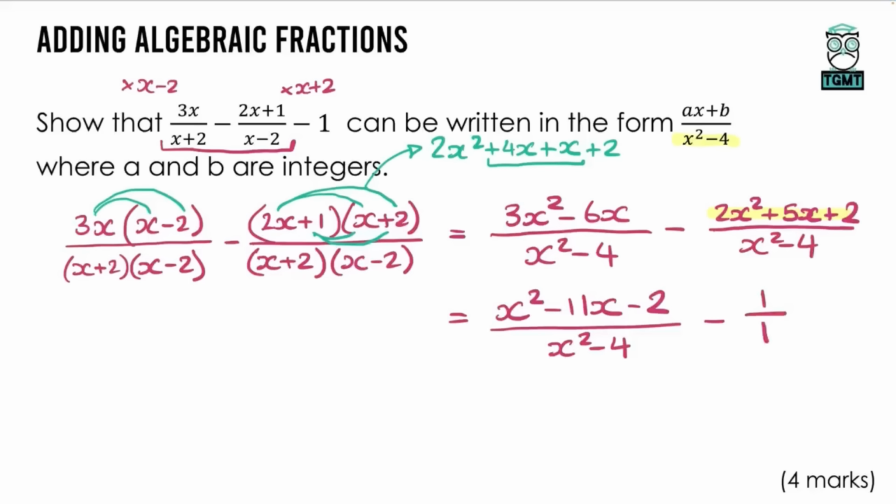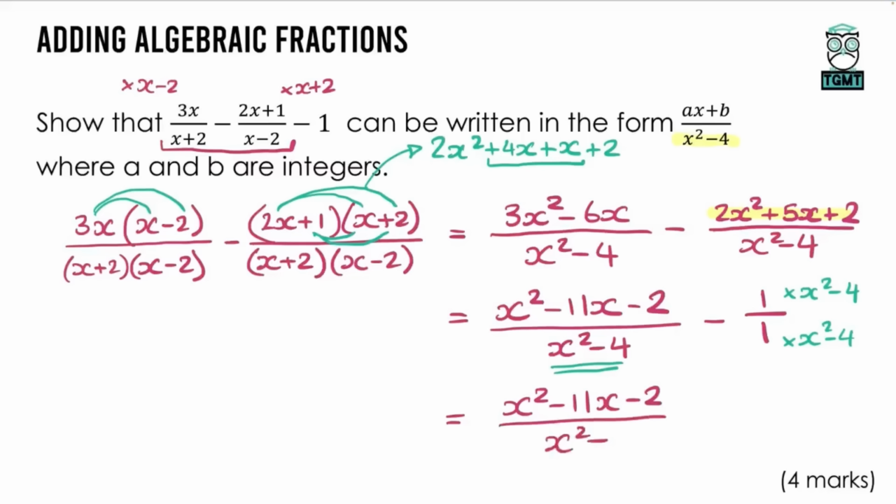Now, our common denominator that we're going to need is x squared minus 4. So I'm going to multiply both sides, well, top and bottom, by x squared minus 4. As it is just 1, it is relatively nice. They both just come out as x squared minus 4. So if I write that out, so I can deal with this subtraction, on the left we have x squared minus 11x minus 2, all over x squared minus 4, and the right fraction is going to be x squared minus 4 over x squared minus 4.